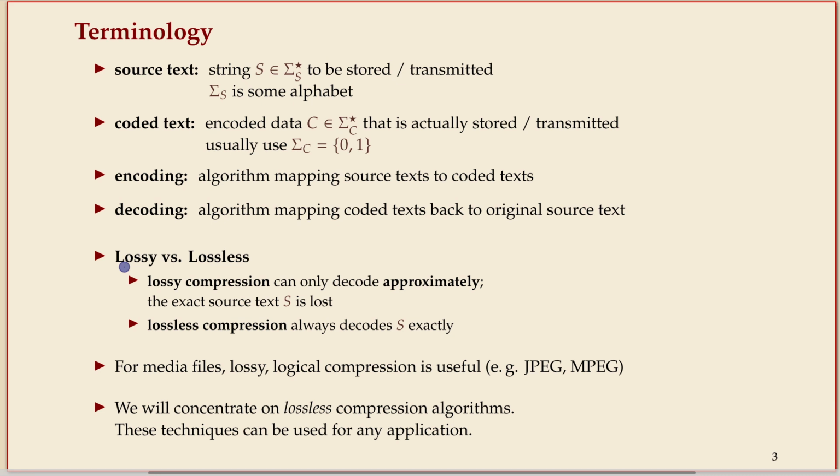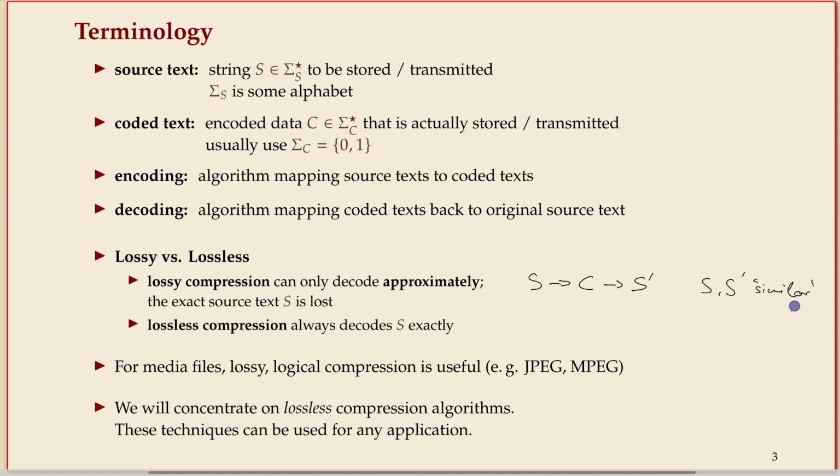There are two very broad categories of compression algorithms. They can be lossy or they can be lossless. In lossy compression, if you go from the source text to your coded text and then back via decoding, you only get some approximately equal source text. It's not exactly the same. And you have to specify with some domain knowledge what is good enough. So they should be similar, but what that means formally depends on what you're doing.